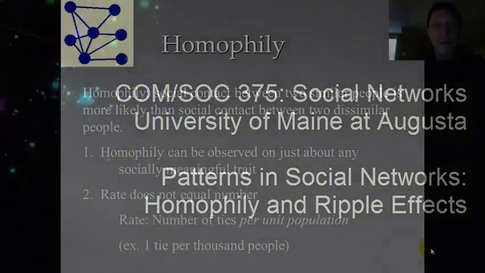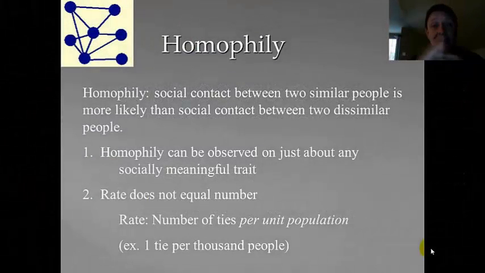Let's talk about homophily and the ripple effects of events. These are two patterns that we can discern across a network. Homophily is a principle that says social contact between any two similar people is much more likely than social contact between any two dissimilar people. If we're alike, we're much more likely to interact. If we're different, we're much more likely not to interact.